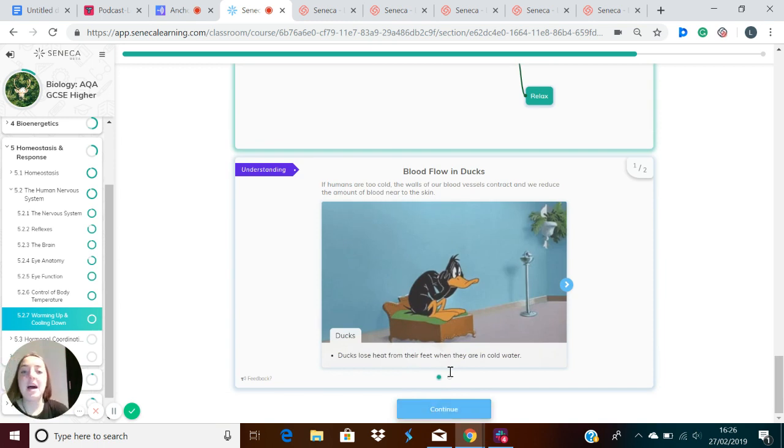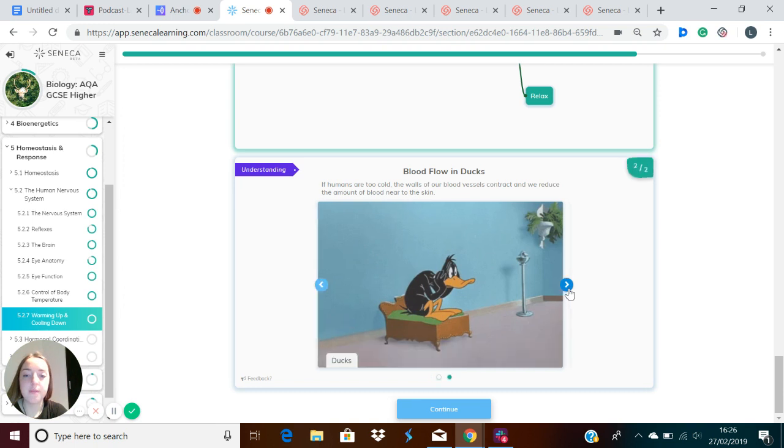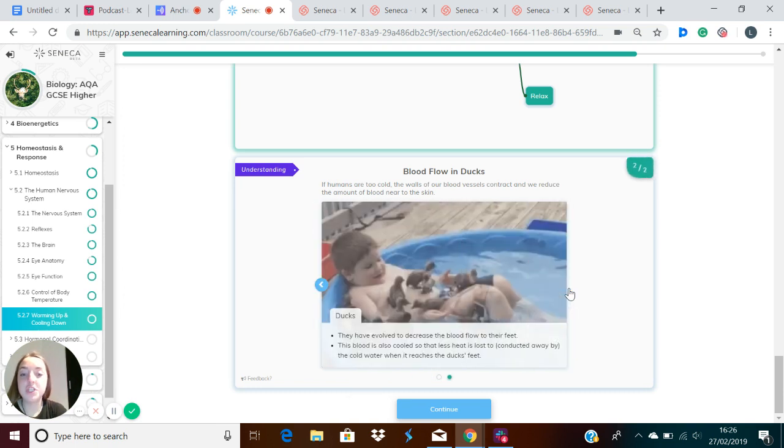So one example we can have, which isn't humans, is ducks. Ducks lose heat from their feet when they are in cold water. So they have evolved to decrease the blood flow in their feet. The blood is also cooled so that less heat is lost to the cold water when it reaches the duck's feet. So the ducks have fewer blood vessels in their feet, which means that there's less blood flowing through there, so there's less surface area for heat to be lost. So they keep themselves warm, and the heat energy is not transferred.